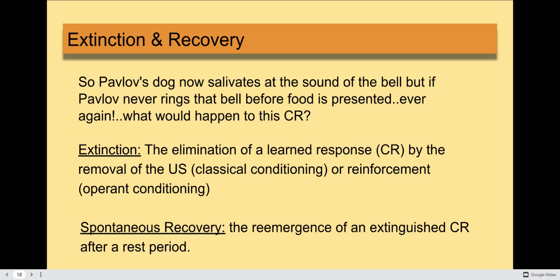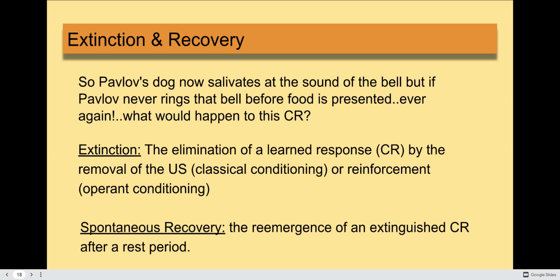So we now know that Pavlov's dog salivates at the sound of the bell. But if Pavlov stops ringing the bell before the food is presented ever again, what do you think is going to happen to the dog's conditioned response? If the dog hasn't heard the bell in a few months, is it really going to salivate when it hears the bell? Or let's say the bell rings, but there's no food coming out after that, will the dog really salivate if there's never any food after the bell is rung? If the answer is no, that's because the response is extinguished.